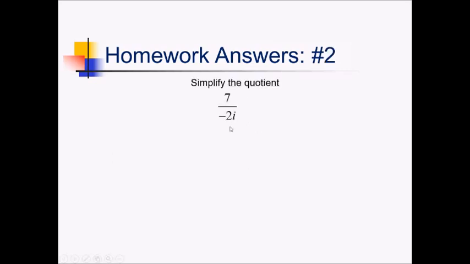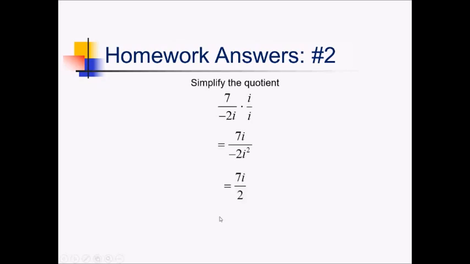To simplify this quotient, we need to get the imaginary number out of the denominator. So to do that, we're going to multiply by i over i, and that's going to give us 7i in the numerator, negative 2i squared in the denominator. i squared is really negative 1, so negative 2 times negative 1 gives us positive 2 down there, and now we're simplified.